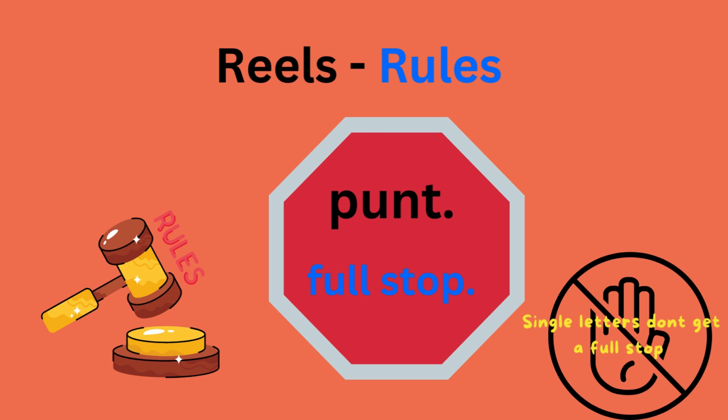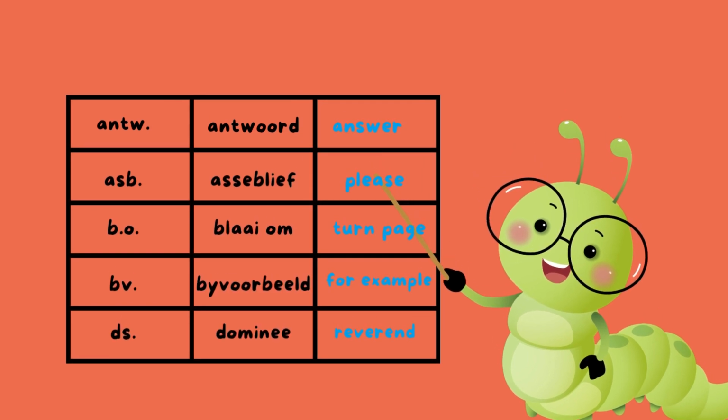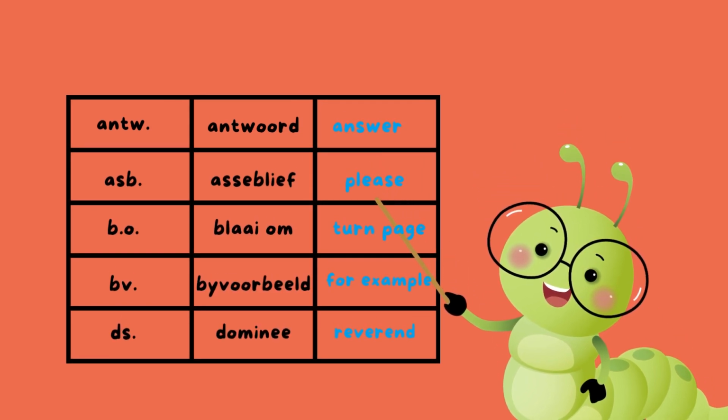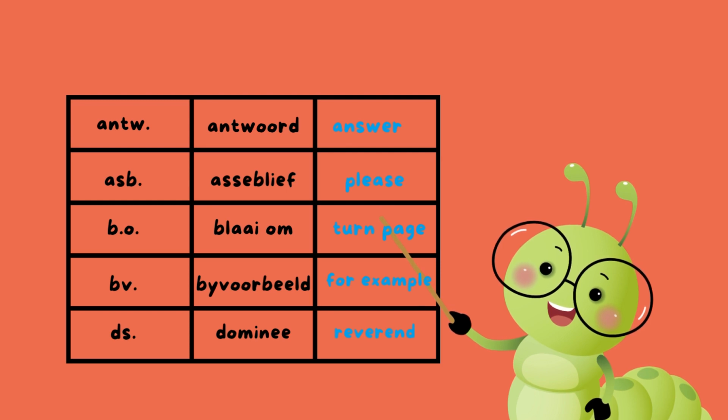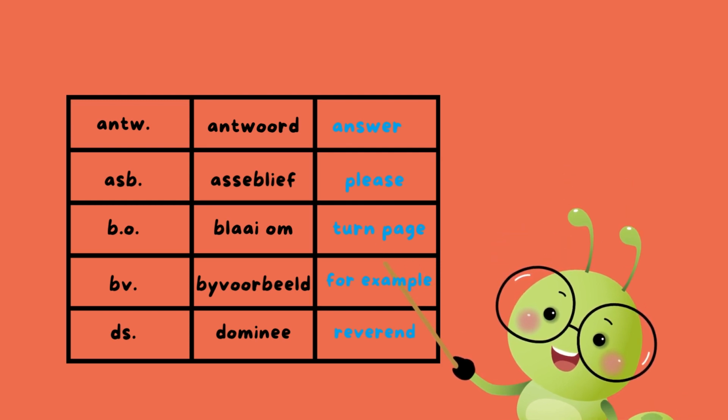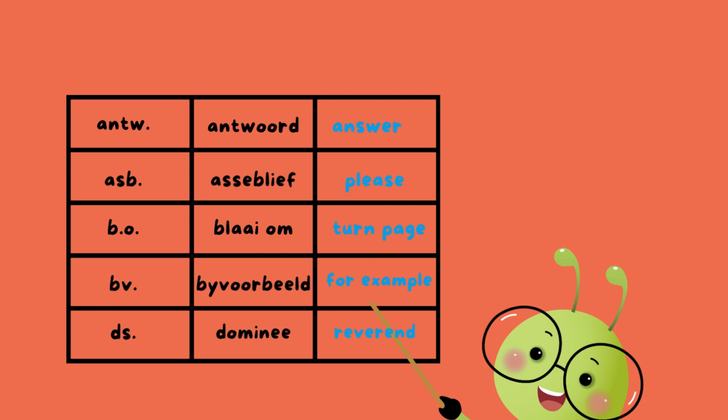Okay, the first example, ANTW stands for antwoord in Afrikaans. Antwoord. What does that mean in English? Answer. Okay. Second example, ASB stands for asseblief. Asseblief. What is asseblief in English? Please. Okay. The third example, BO stands for blaai om. Blaai om. And that means turn your page.